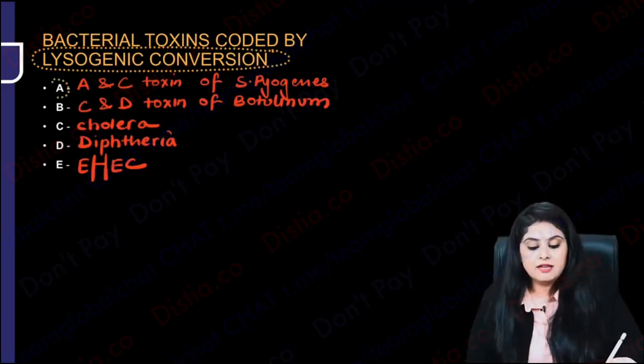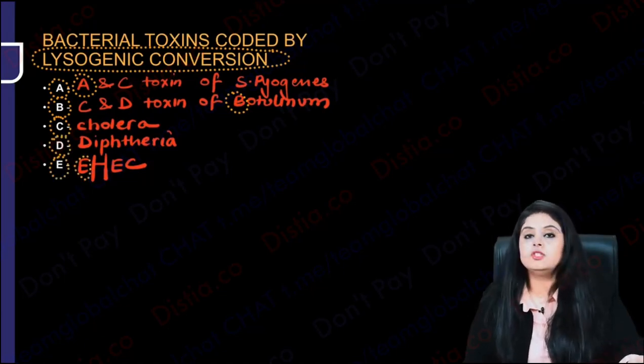Repeating, the A is for A and C toxin of Streptococcus pyogenes, B is for the botulinum toxin C and D. C is going to be the cholera toxin, D is diphtheria toxin, E is going to be enterohemorrhagic E. coli. So transformation and transduction are done.